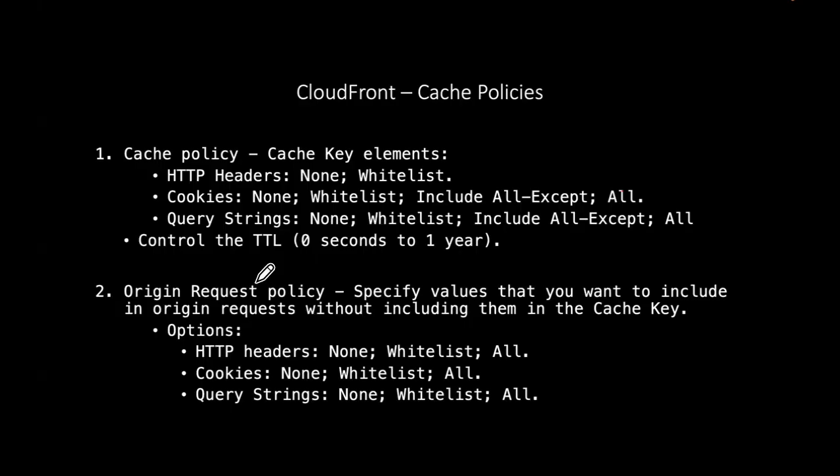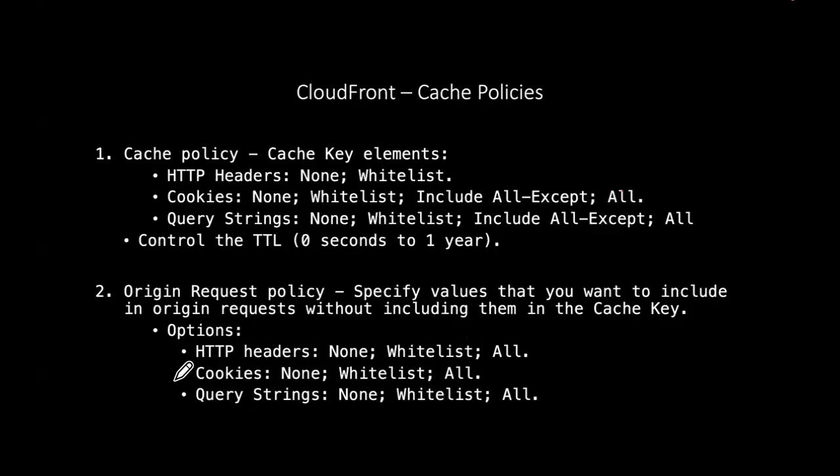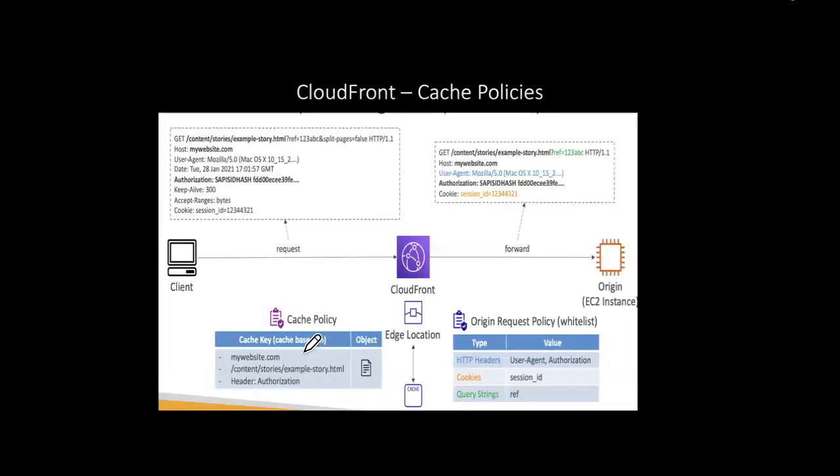Should all of the headers be included, for example? Should all of the cookies be included, etc.? So this policy controls the request that's sent from the edge location server back to the origin. And again, you can control how much should be included: HTTP headers, which ones, none of them, all of them, a certain subset of them, which cookies, which query string parameters. Sorry. And this visual shows you the difference between these two policies.